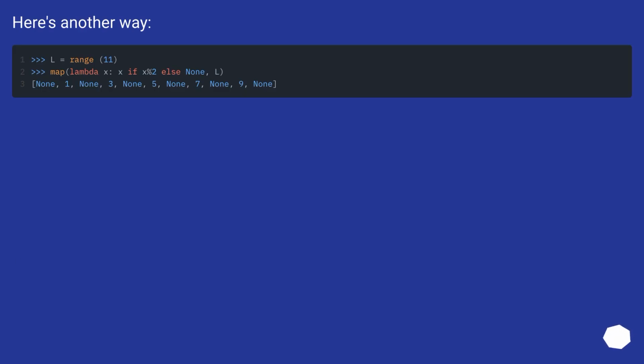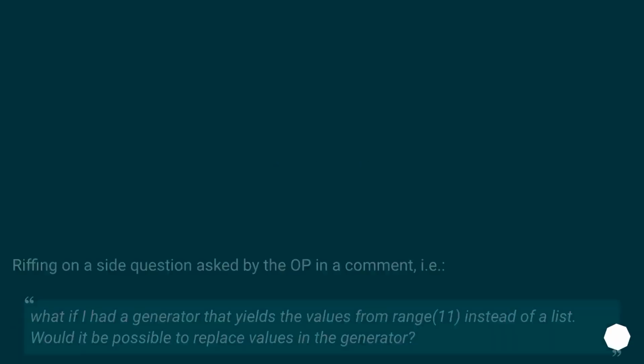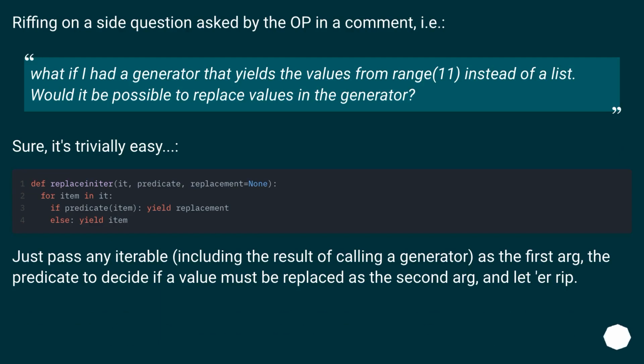Here's another way. Riffing on a side question asked by the OP in the comments, i.e. what if I had a generator that yields the values from range(11) instead of the list? Would it be possible to replace values in the generator? Sure, it's trivially easy.